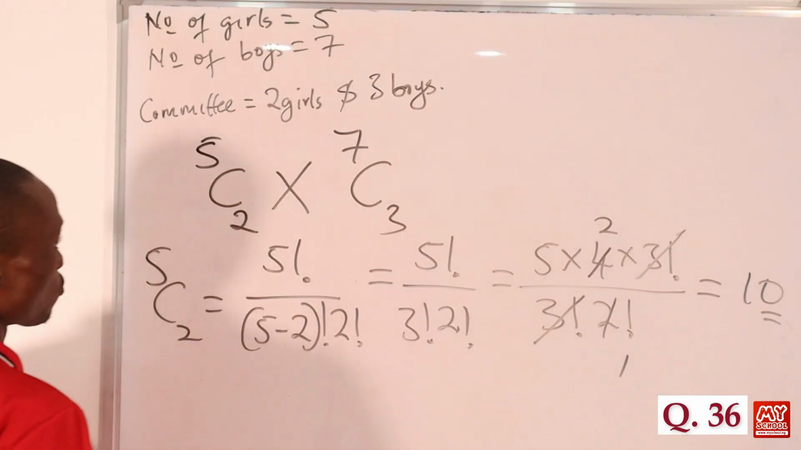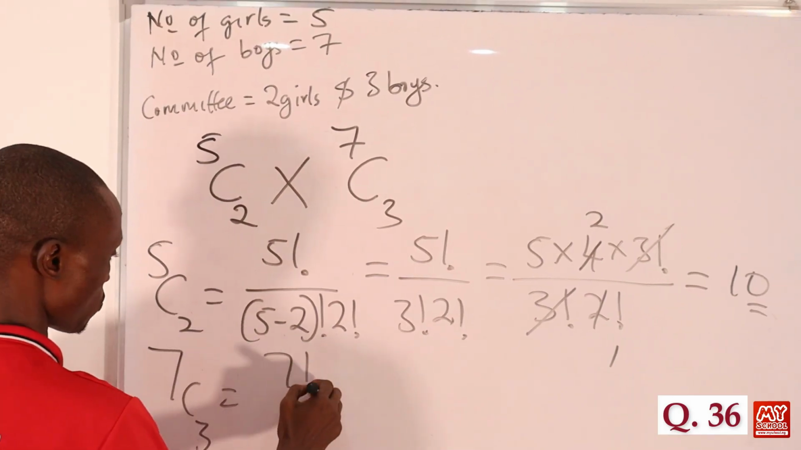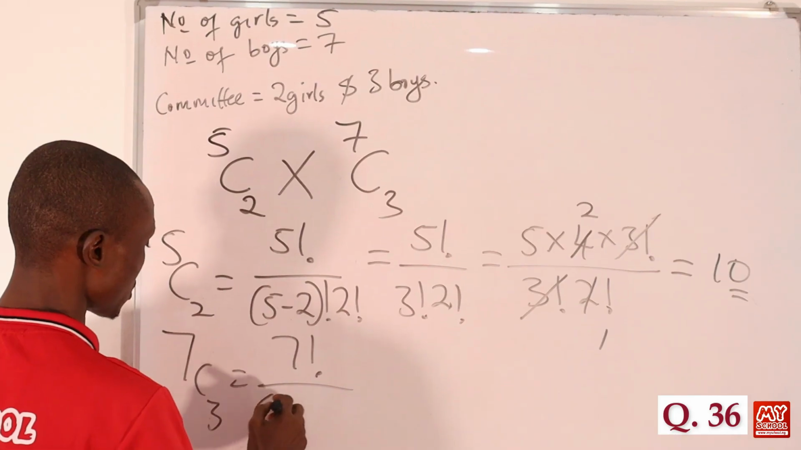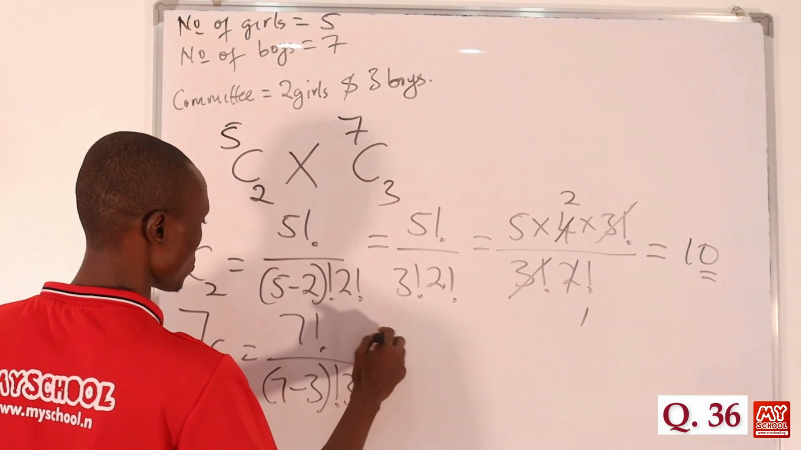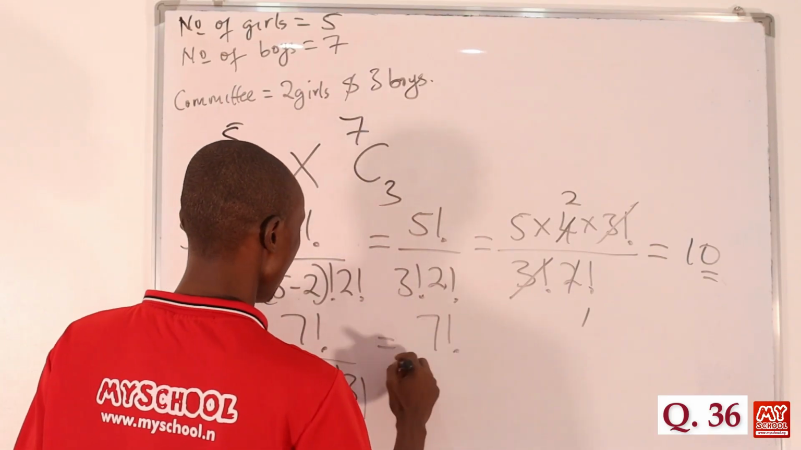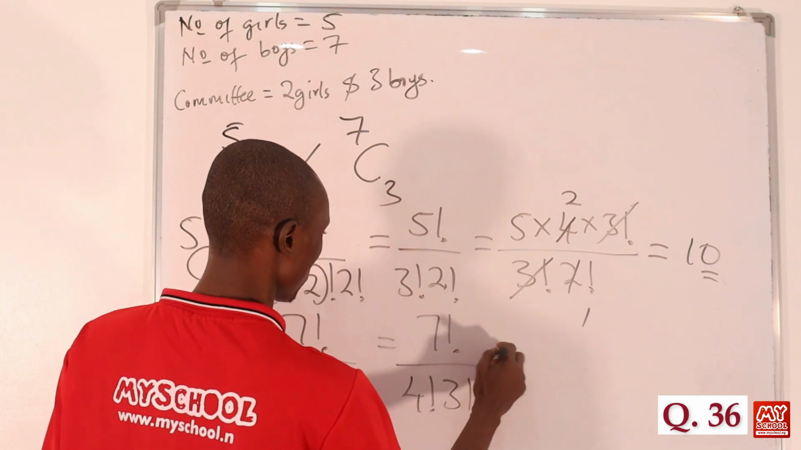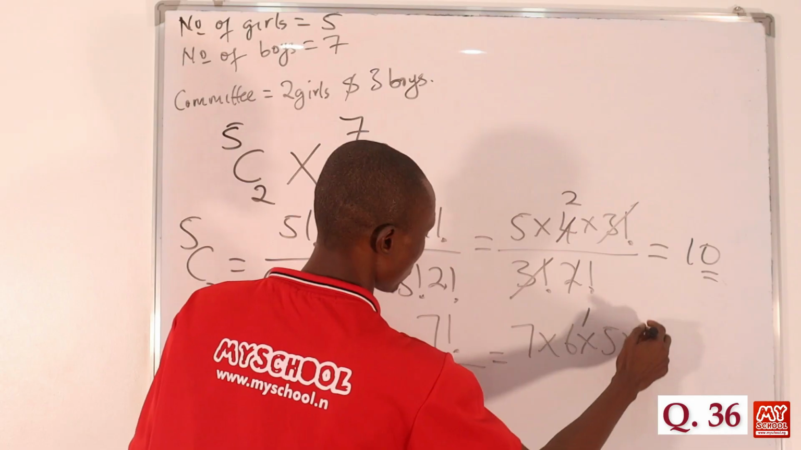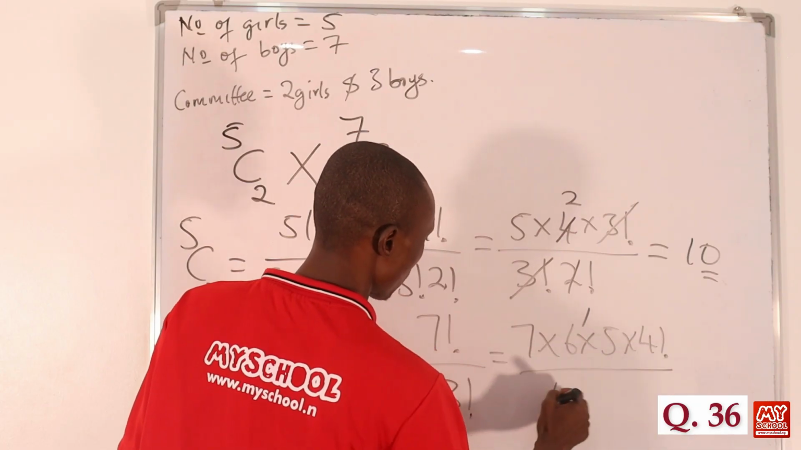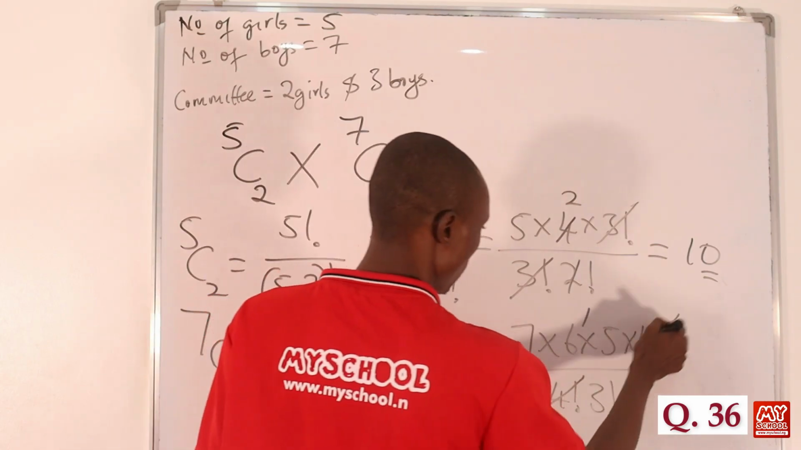So let's do the same thing for 7 combination 3. 7 combination 3 will be 7 factorial over (7 minus 3) factorial and 3 factorial. So this will be equal to 7 factorial over 4 factorial and 3 factorial. So this will be equal to 7 times 6 times 5 times 4 factorial over 4 factorial and 3 factorial, right? So 4 factorial will cancel out 4 factorial here.